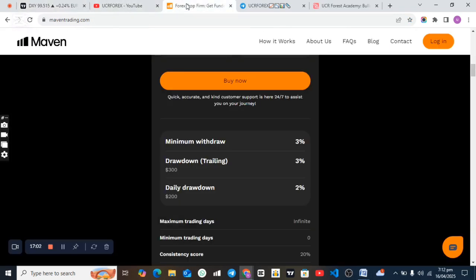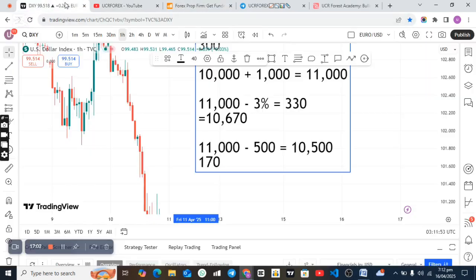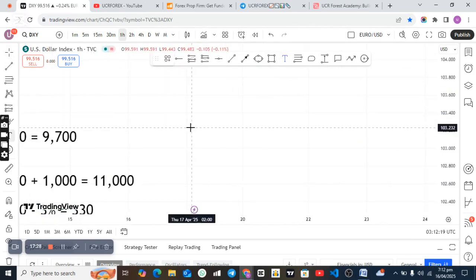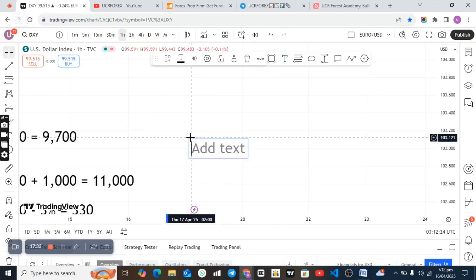Okay, so what exactly is this daily drawdown, which they say you should not lose more than 2% of? This daily drawdown is just the maximum amount of loss you can take in a single day. If you blow this, if you reach this 2% on a particular account, your account is gone. So what is 2% of 10K? I believe it's 200. Are you confused? 1% is 100. 2% is 200. So that means you must not lose more than 200 in a single day.